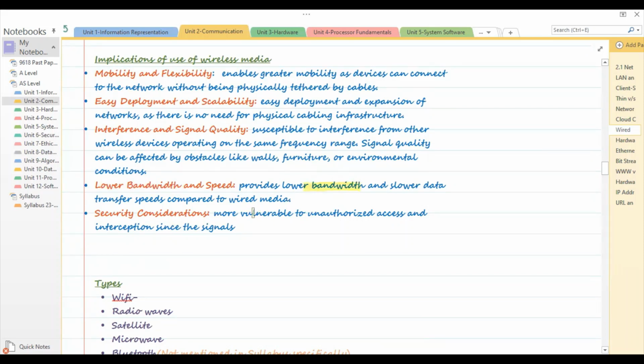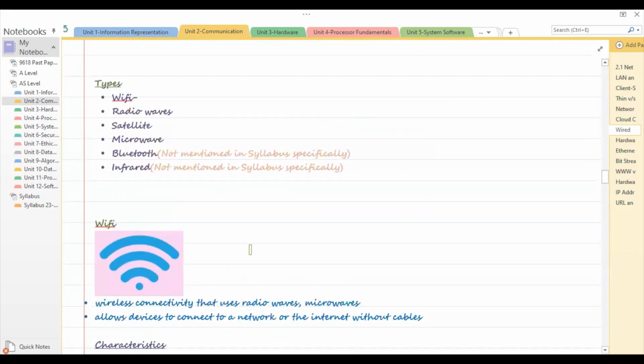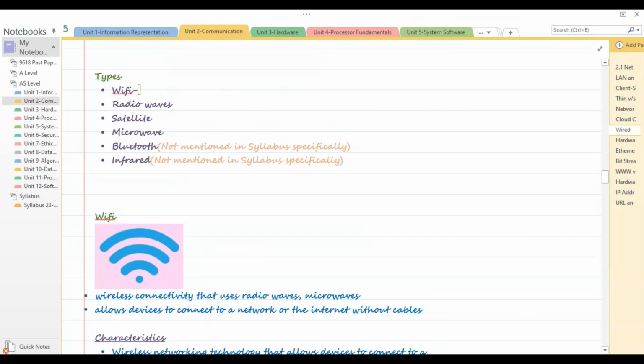Security consideration: it is very easy for other people to take unauthorized access when it is a wireless transmission medium. Wired medium is always more secure than wireless medium, right? So interception can happen.